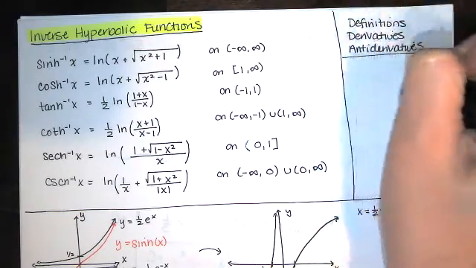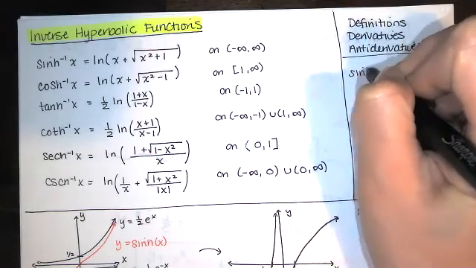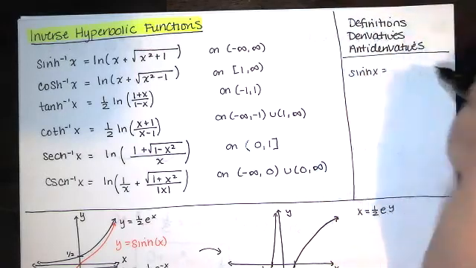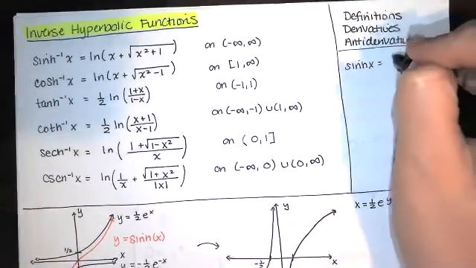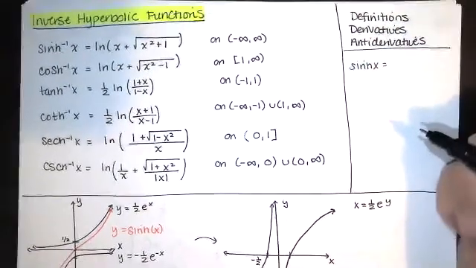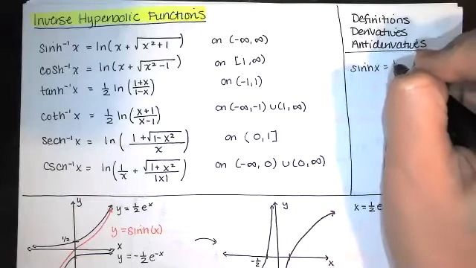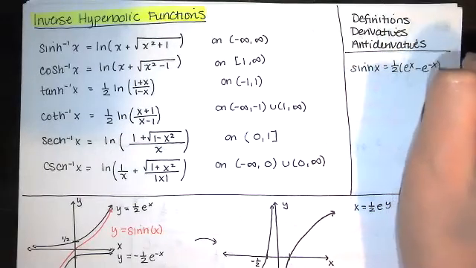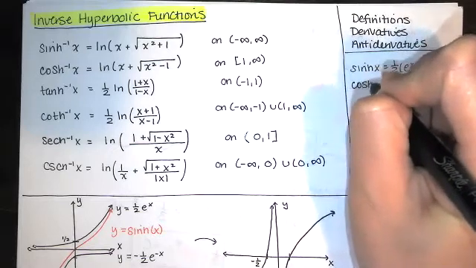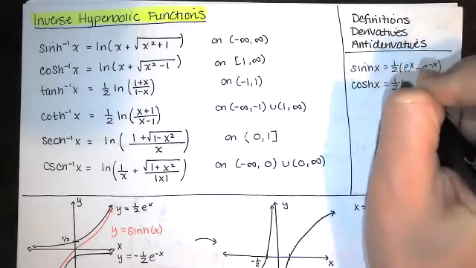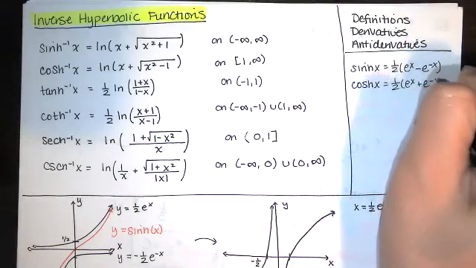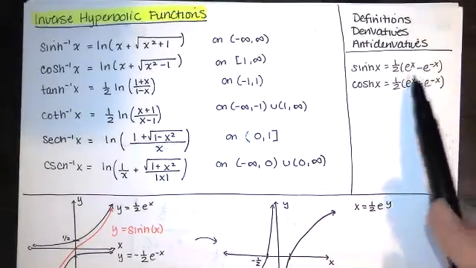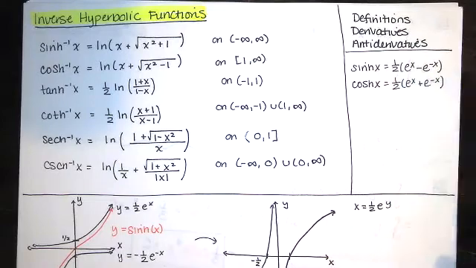The hyperbolic functions are combinations of exponential functions. So the hyperbolic sine of x is 1/2 of e to the x minus e to the negative x. And the hyperbolic cosine of x is 1/2 of e to the x plus e to the negative x. So that's an odd combination of e to the x and e to the negative x, and this is an even combination of e to the x and e to the negative x.